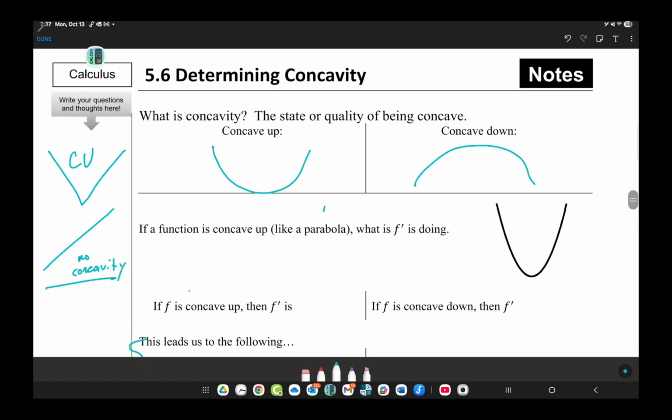So concave up. I usually use CU and CD, capital CU, capital CD for concave up and concave down, just because I don't like writing the whole thing out.